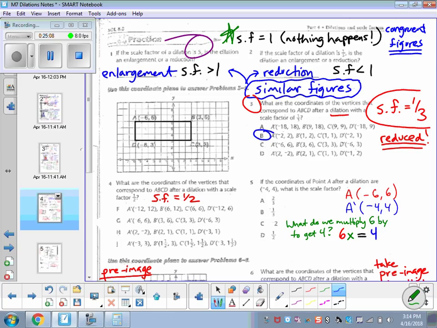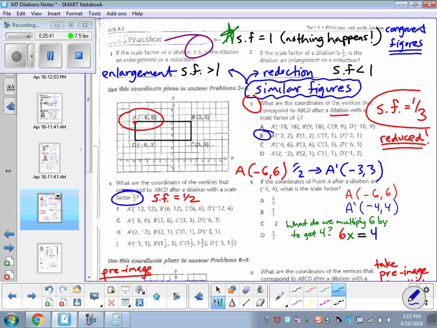All right, now we're on question 4. This time it asks, what are the coordinates of the vertices that correspond to A, B, C, D if we dilate with a scale factor this time of a half? So this time we only want to worry about taking half of our numbers. So once again, I'll start with point A. A is currently at negative 6, 6. And now if we take a half of that, A prime is going to be at negative 3, 3.